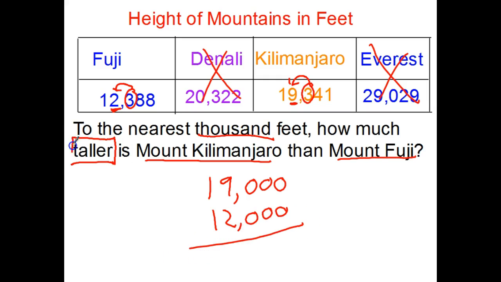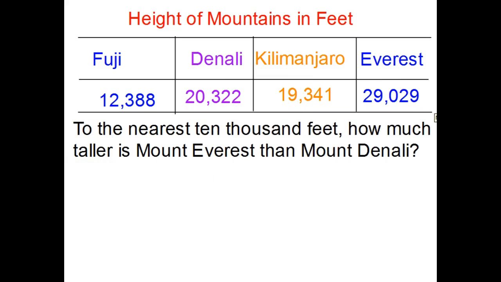This word taller tells me I need to subtract. All of the ER words, taller, heavier, shorter, longer, richer, are going to be problems where I need to subtract. And when I do, 19,000 minus 12,000, nice, easy one, I get 7,000 feet. A lot easier than taking the real numbers, 19,341 minus 12,388. Remember, round first.